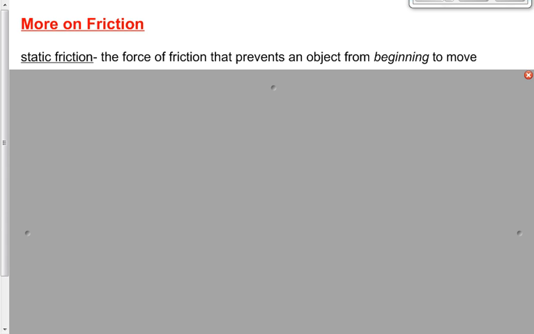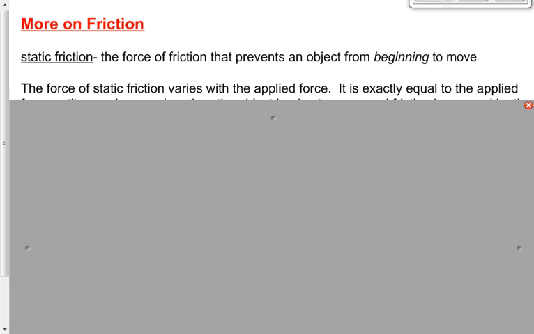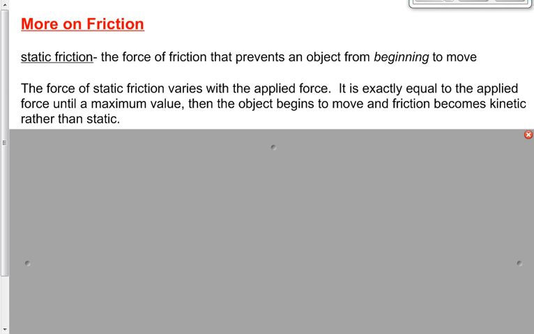The net force acting on that desk right now is 0. I give it a little push of 5 newtons. Still doesn't move. That must mean there's a force of static friction of 5 newtons pushing back that keeps it from beginning to move. The force of friction that prevents an object from beginning to move. Now, what's wacky about this force of static friction is that it changes depending upon how hard I push.